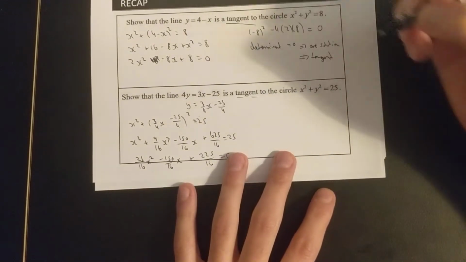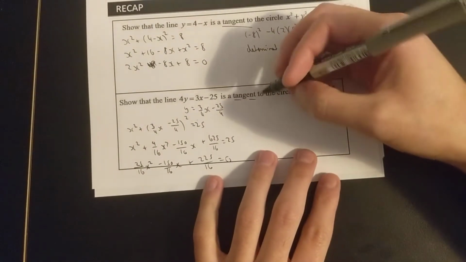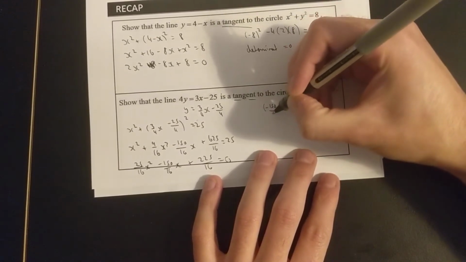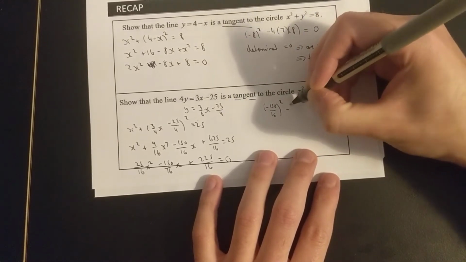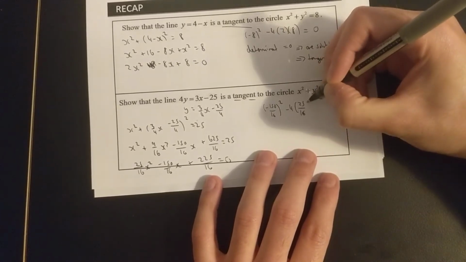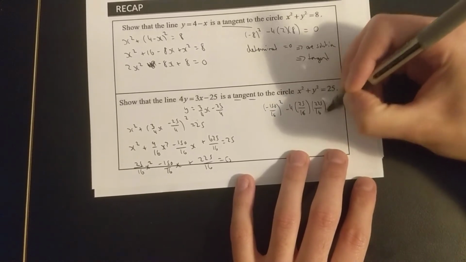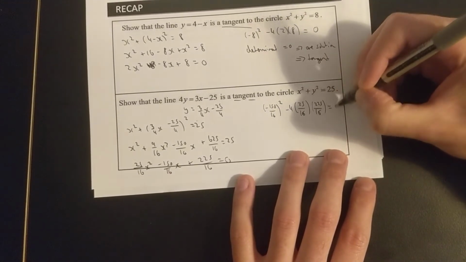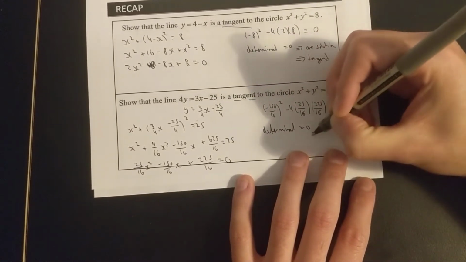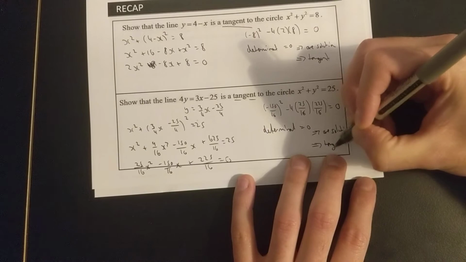Again, this is a tangent. If I have one solution, the discriminant must be 0. So let's find the discriminant. So that is going to be negative 150 over 16 squared minus 4 times 25 over 16, and 225 over 16 for c. Plug that into the calculator and we do get 0. So again, the discriminant equals 0. That means one solution, which means it is a tangent.